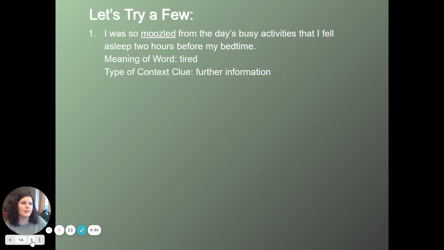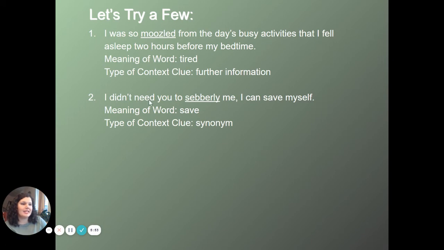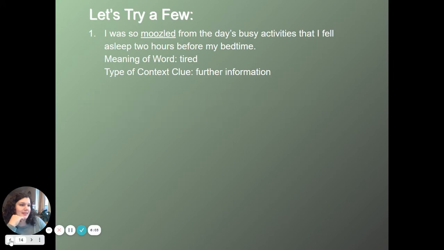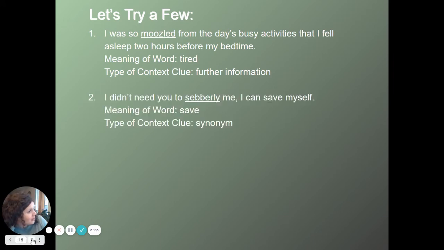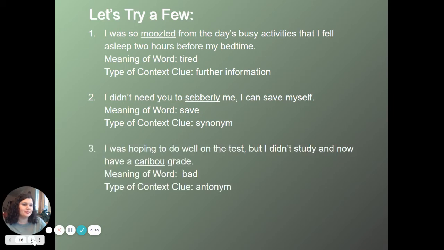Okay, if it still isn't clicking, hang with me. Here's some more. I didn't need you to severely me. I can save myself. This is a huge word. Okay. Oh, I clicked on it too soon. Sorry, my bad. This word, severely, we're seeing save myself. We're seeing that the further meaning comes up, that a synonym to save myself is like that word severely. It's not a word you're going to use all the time, but that is a good example of how you can use a synonym.